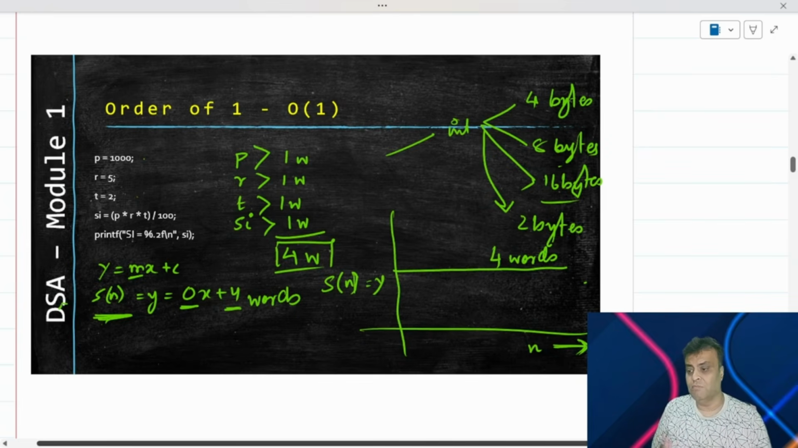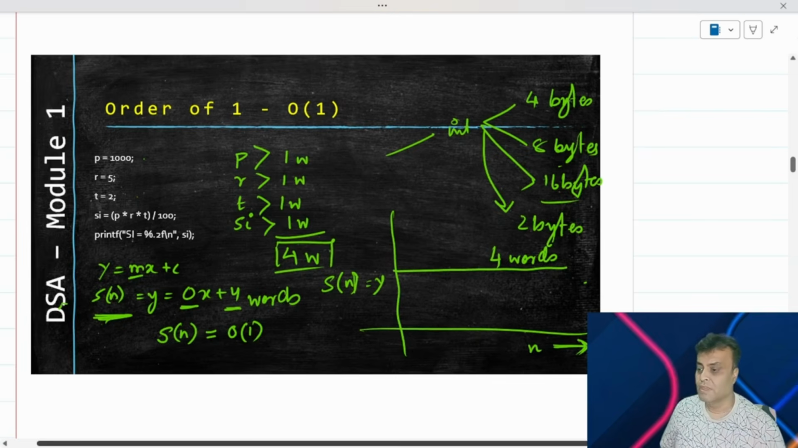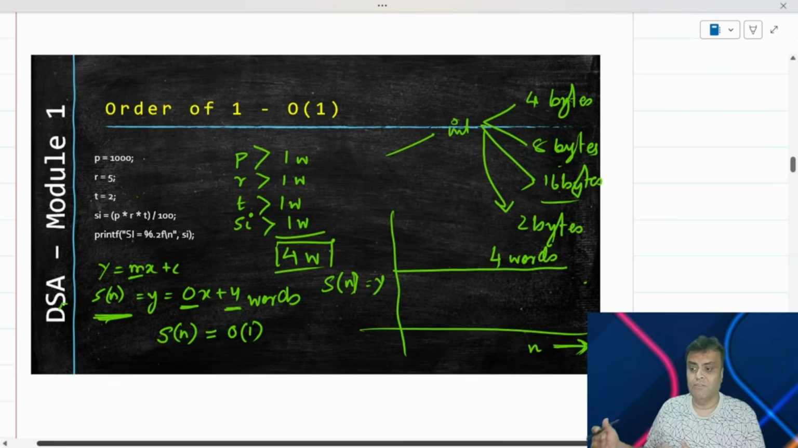So that means that I'm actually executing myself in a constant amount of space. If I'm executing myself in a constant amount of space, then I will write my space complexity as an order of 1 again. As simple as that. I will write it as an order of 1 again because my space taken is constant as far as this particular algorithm is concerned. It will always take 4 words. No matter however you execute it, how many times you execute it, it will always take 4 words. So with n, your Sn will not change. It will always remain flat.